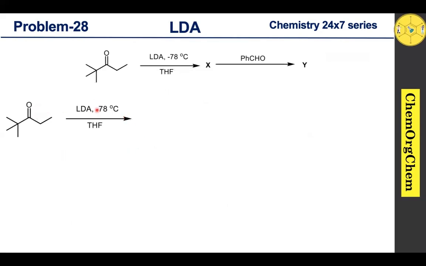So here you see the first reaction condition is LDA at minus 78 degrees Celsius. LDA we have already discussed on our channel. If you missed that series, don't worry, you can find the link in our description box. LDA is a non-nucleophilic, sterically hindered strong base which readily abstracts the proton from the less hindered side.